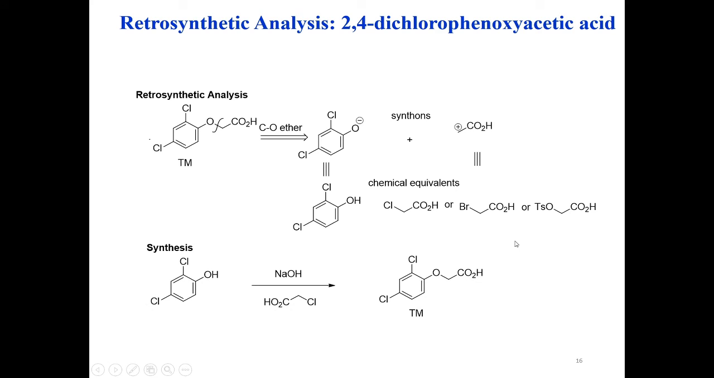So when you synthesize these molecules, you can take the phenol and treat with NaOH, so it will abstract this proton, and this is nothing but the substitution reaction. So this is the real reaction. When you treat this phenol with NaOH in the presence of chloroacetic acid, you will end up with this ether as a target molecule.